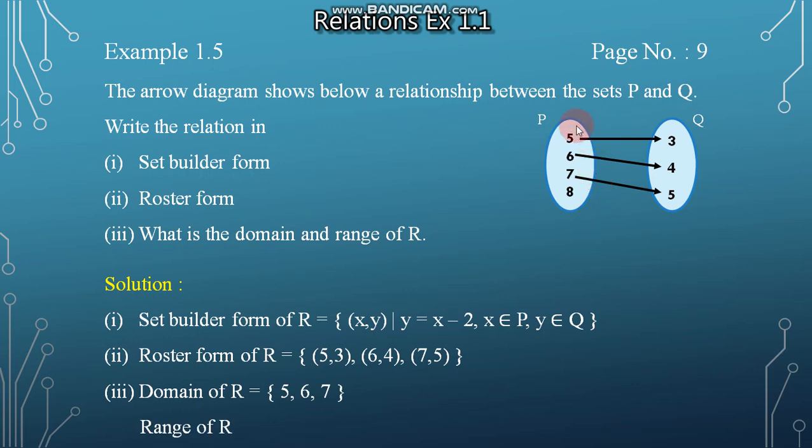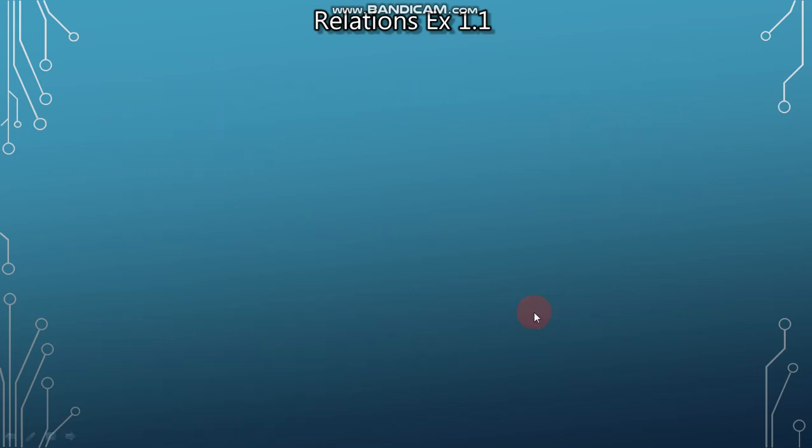Here the domain: I already told you in relation, the domain is the element contained in the first set which is related to the second set. Here 5 has some relation, 6 has some relation, 7 has some relation. So the domain is {5, 6, 7}. 8 doesn't have any relation with Q, so 8 is not included in the domain. So the domain is {5, 6, 7}, and the codomain is the same as the range, because I told you the range is the mapped elements. So the mapped elements are 3, 4, 5. So the range is {3, 4, 5}.